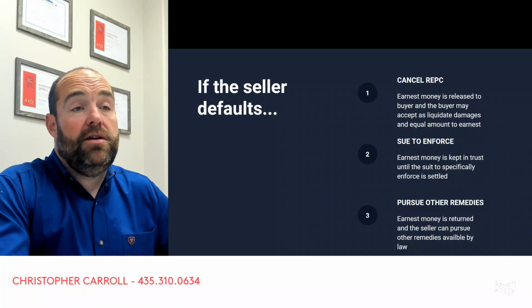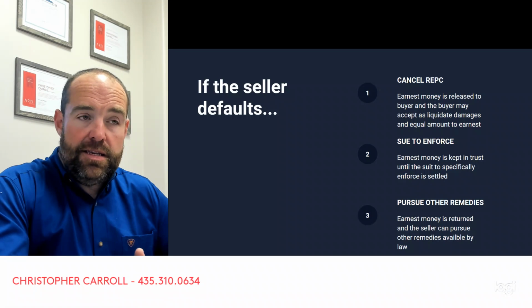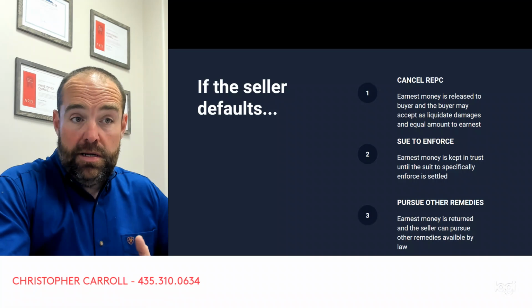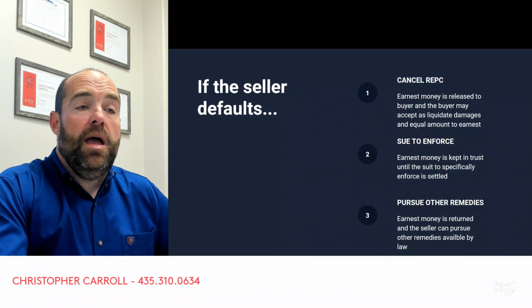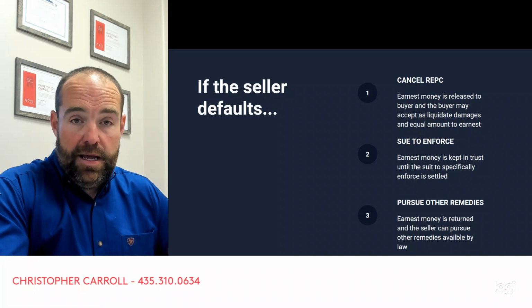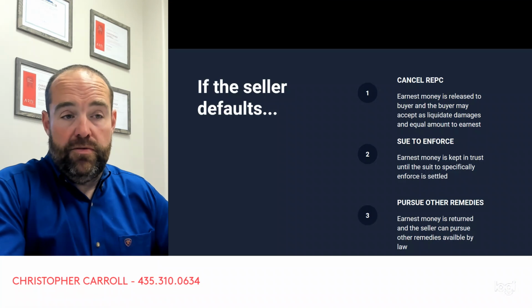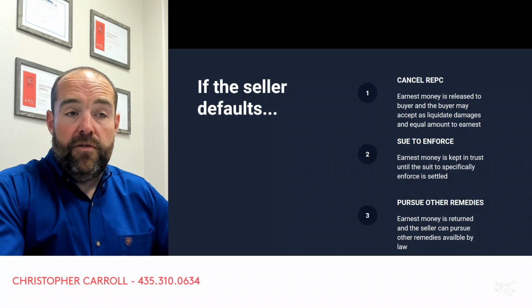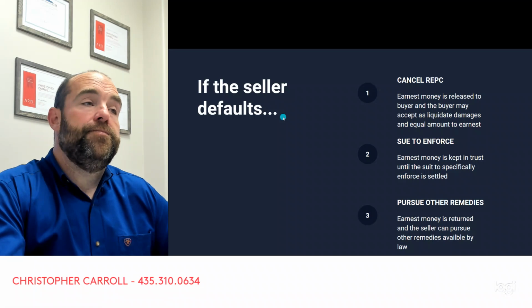The second thing you could do is sue to enforce. And in this case, it's the same as if the buyer defaults. The earnest money is kept in trust until the suit is settled. And the third one is the same again as the buyer's default. You can pursue other remedies, anything that's available to you by law. So you can sue for more damages than the other 2 would allow you.